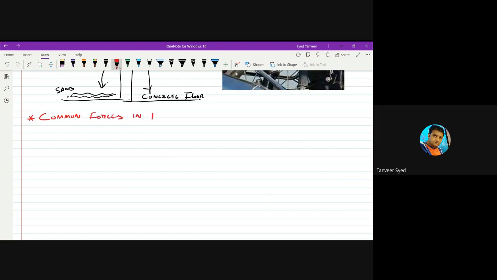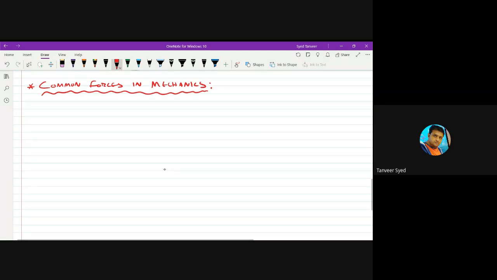Common forces in mechanics. We are studying mechanics basically. Study of motion of objects, motion of bodies, considering the cause of motion, which is force. Okay. If you take force, there are different types of forces in nature.